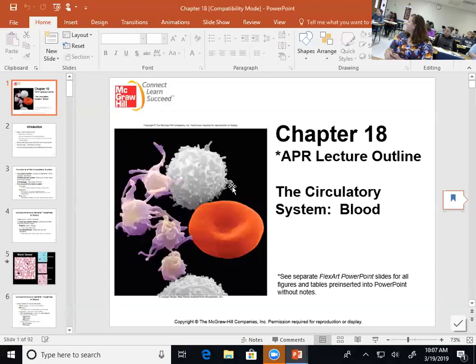Ms. Banks, I do have one question. About the epinephrine, norepinephrine? Yes. Norepinephrine comes from the sympathetic, epinephrine comes from the adrenal. The sympathetic nervous system is actually the nervous system that's innervating the adrenal glands to produce epinephrine and norepinephrine.